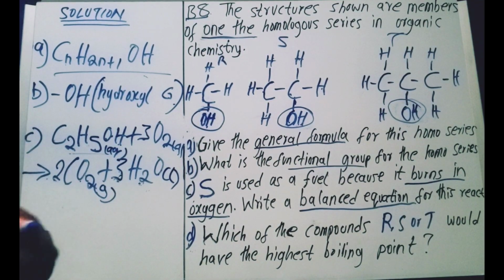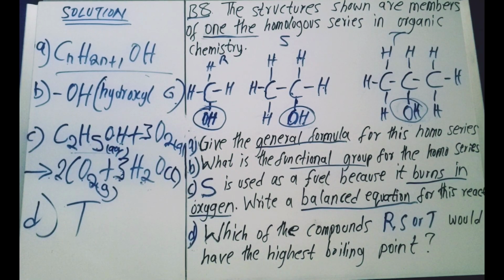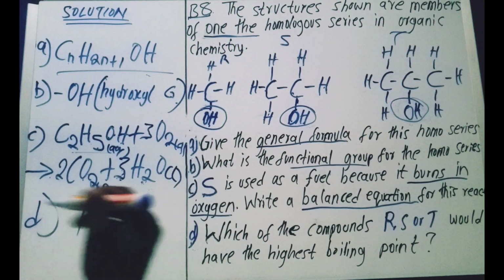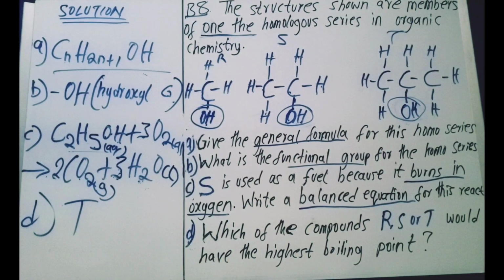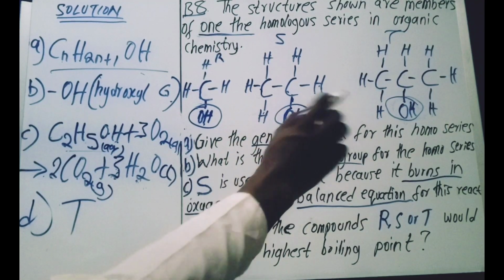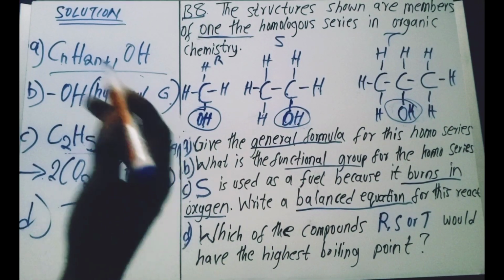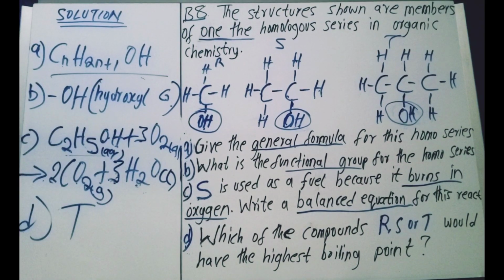That is the concept. So for D, it is what? It is T. If they ask you to give the reason, you say because it has the longest what? Carbon chain. So it's going to need more heat, more energy in order for these carbon chains to be what? To be broken down. Hence the boiling point is what? Is highest for T, okay?